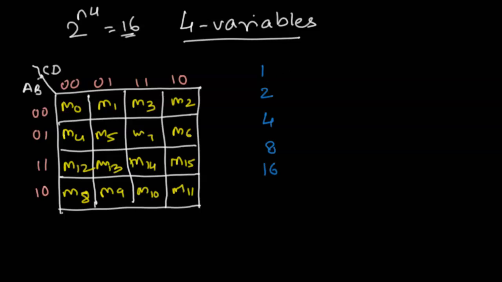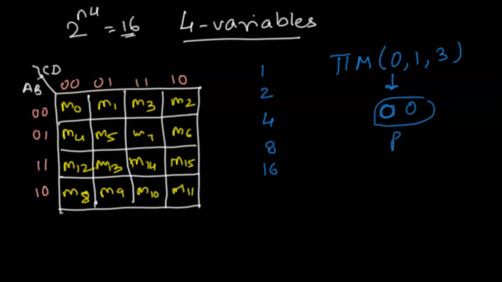So let's understand this with an example. Here we will be taking an example of POS where each number, for example 0, 1, 3, will be represented with a 0 in my K-map, and we will be grouping my zeros because we are dealing with POS, that is the product of sums, which has the max terms.